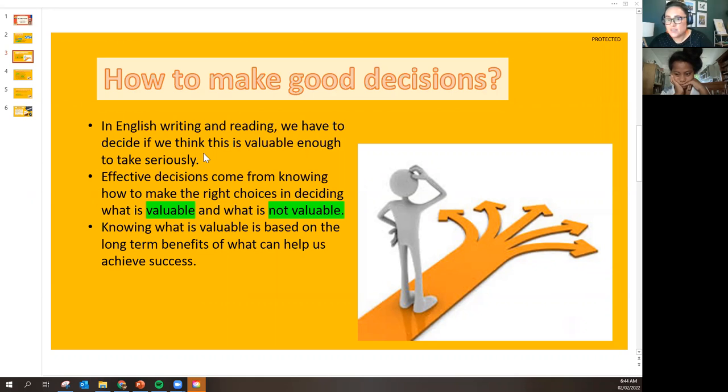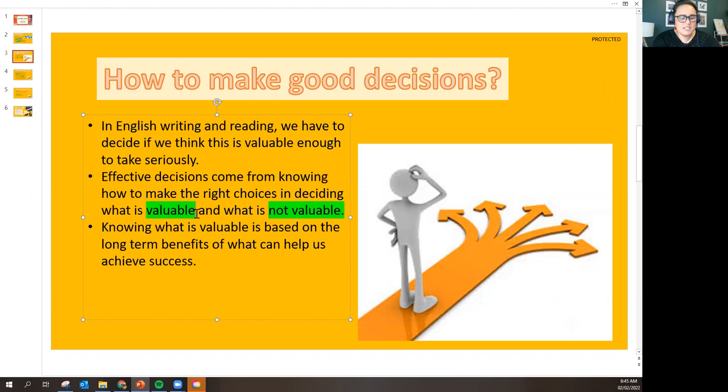So decision making is very similar. When you're writing a plan, you need to know exactly what you want to write about. And how do we know? We make a plan. We make a plan with our work so that we know exactly what we're doing and how we're going to achieve the goal. So look at this word effective. So effective decisions come from knowing how to make the right choices in deciding what is valuable. So what is valuable? So what has worth?